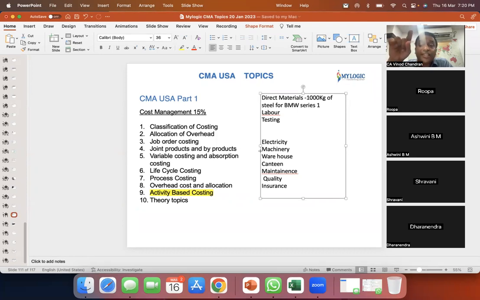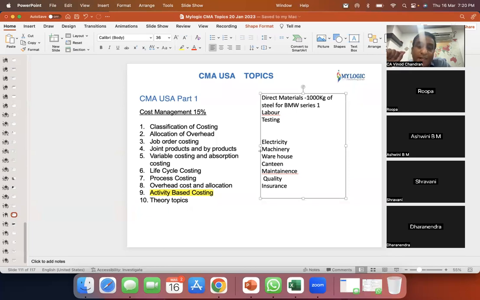1 copy they will retain with them. Okay, I have used on 16th of March 1000 kg of steel for BMW. And the 3rd copy will go to the cost accounting department. Why is it going to the cost accounting department? Because the cost accountant has to record it. If you remember the definition of costing, we say recording. So for 1000 kg of steel for BMW, there will be a record in the cost ledger.